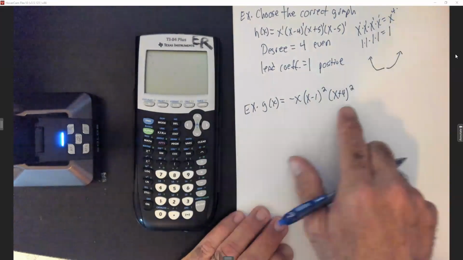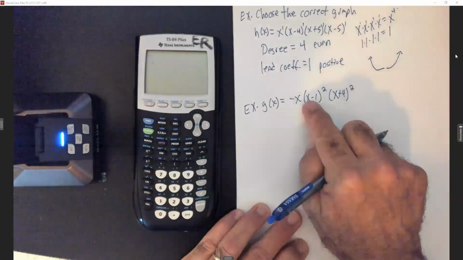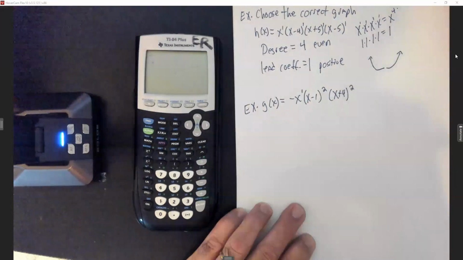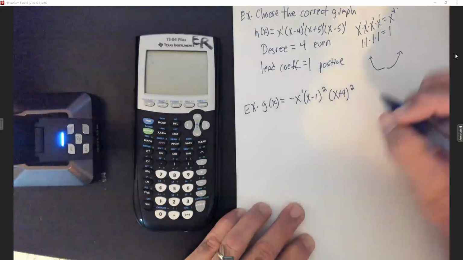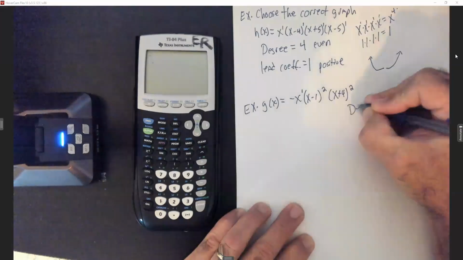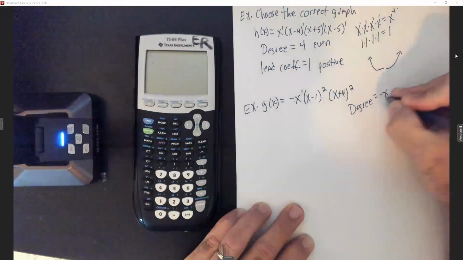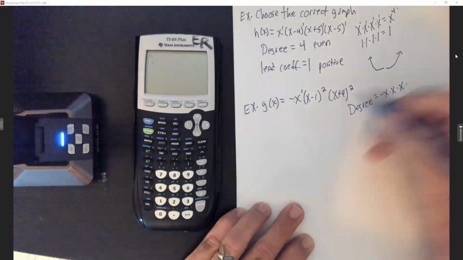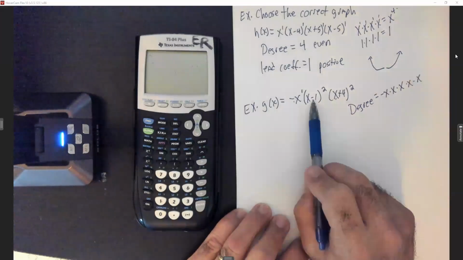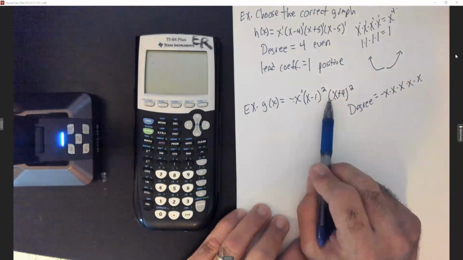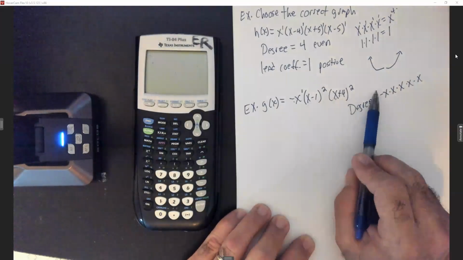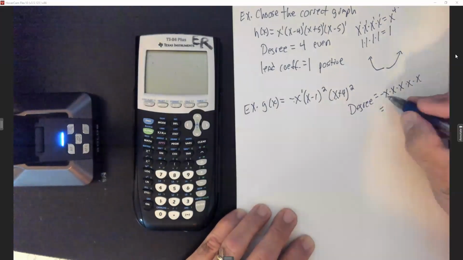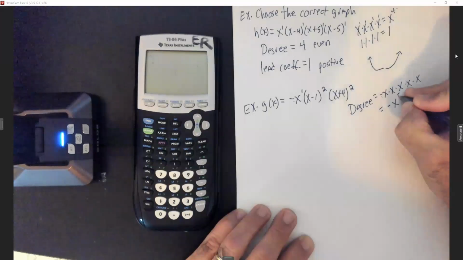This 0 happens twice. This 0 happens twice because of those multiplicities. And this 0 happens once. So I've got 5 zeros, so I'm going to multiply all these x's together. So for my degree, that's going to equal negative x times, this is going to give me 2 x's, and this one's going to give me 2 x's. Or y'all could write that out: negative x times x minus 1 times x minus 1 times x plus 4 times x plus 4. Okay, either way will work. So how many x's do I got? I got 5, and that's a negative, so I got a negative x to the 5th.